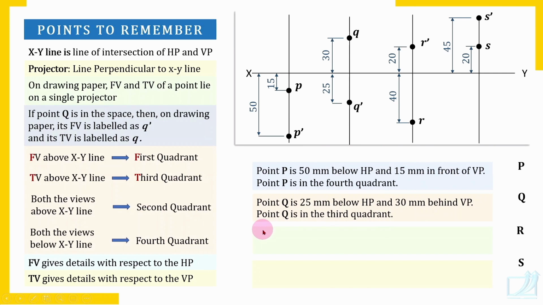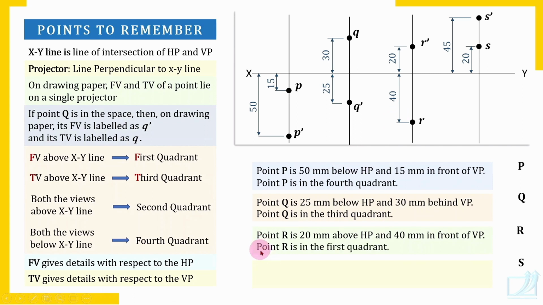Now point R. Front view gives details with respect to HP, and with respect to HP we use the words above and below. That is why I am saying that point R is 20 millimeters above HP, and top view gives detail with respect to VP, and with respect to VP we should use the words in front of VP, behind VP. So this space is in front of VP, so we'll say 40 millimeters in front of VP, and front view above XY line means point R is in the 1st quadrant.